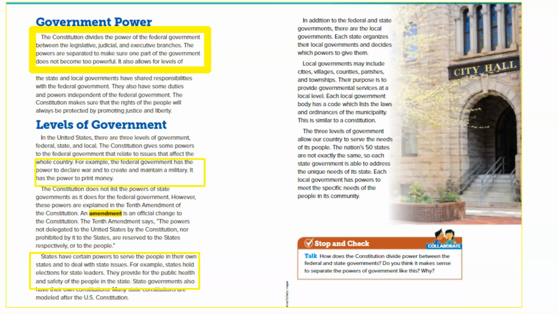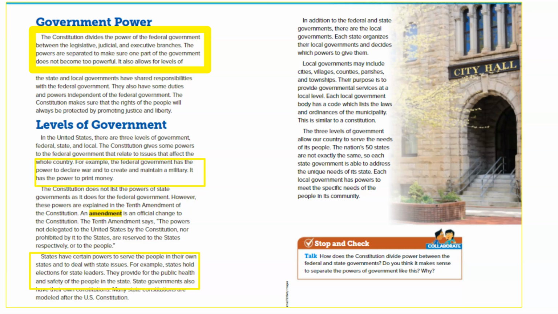That's right. If each state was able to print their own money, it would make trading and buying and selling things across state lines very difficult. It would be hard to go shopping in Delaware or Pennsylvania for us. People would have to exchange money if they traveled or moved to a different state as well. Wonderful job.